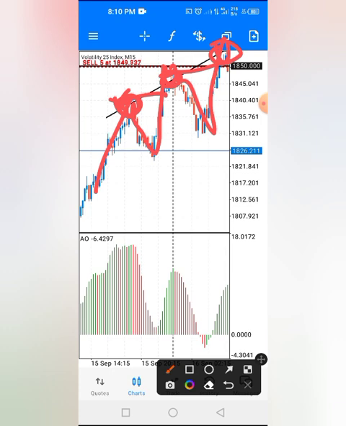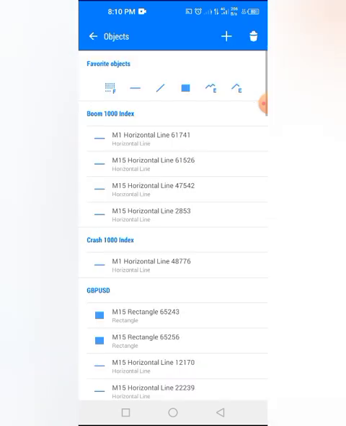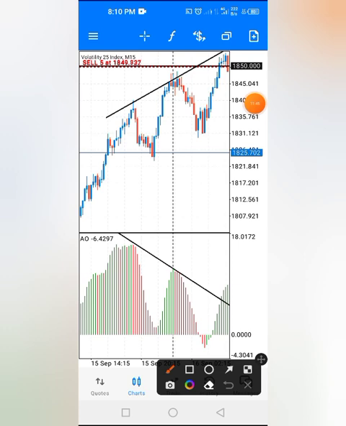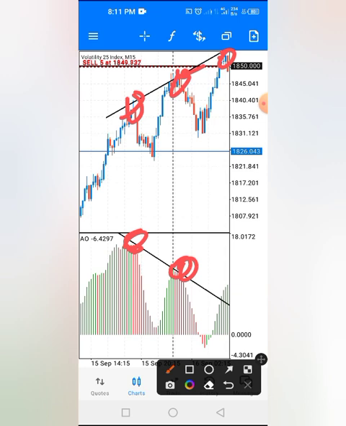Now, while the market was doing that, what was my oscillator doing? My oscillator was doing this, down. See what my oscillator was doing? You see what my oscillator was doing? This is what is called divergence. Divergence is when price is doing higher highs and the oscillator is doing lower highs. Higher highs, lower highs. Okay?